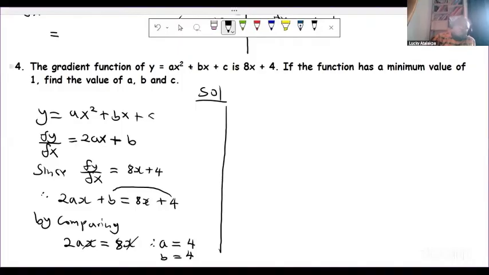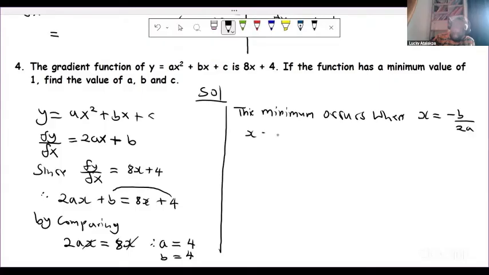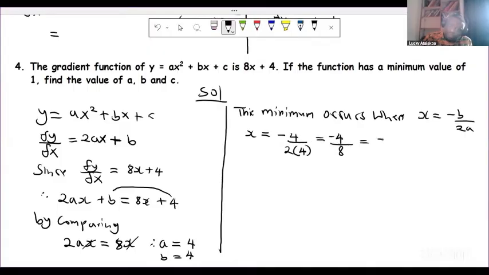Now, the minimum of any quadratic equation, right? Are you with me? The minimum occurs where x is negative b over 2a. Now we know what b and a are, so therefore x is now negative 4 over 2 times 4. So this is negative 4 over 8, which is negative 1 over 2. So that's the value for x.